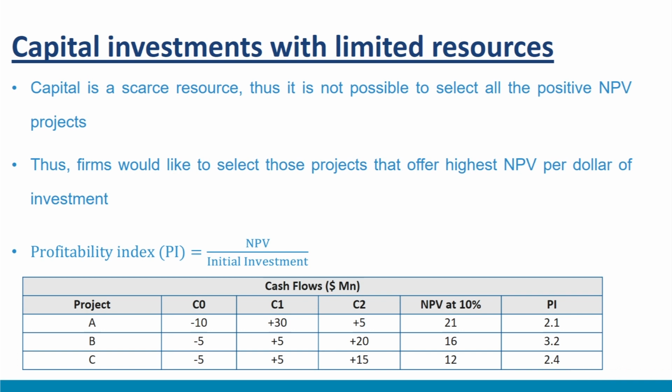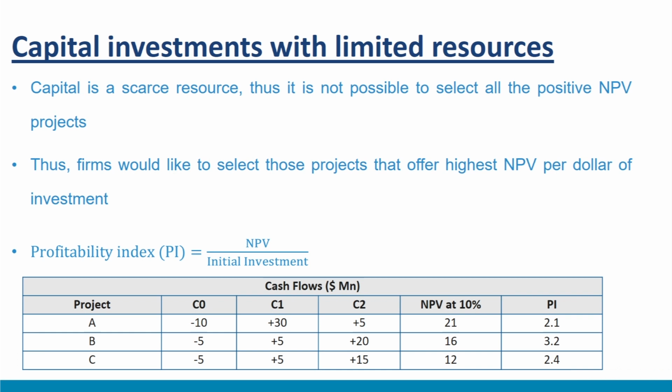When the capital is limited, we cannot choose between projects solely on the basis of the net present values. Then we focus on the projects where we get the maximum return for our investment. That is, highest NPV for the given investment. This measure is often called the profitability index and computed as shown here. Profitability index PI equal to NPV upon initial investment.